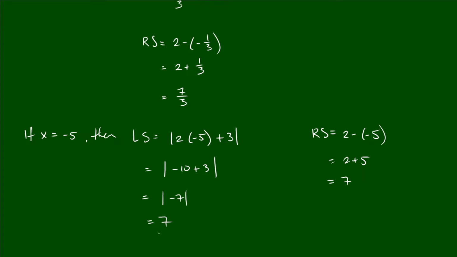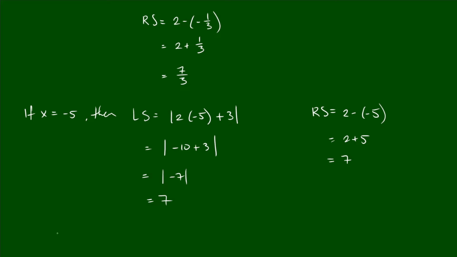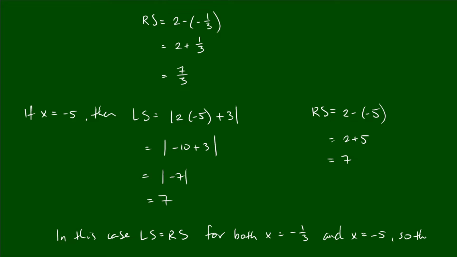Okay, so in this case, they both work. In this case, the left side equals the right side for both x equals negative 1 over 3 and x equals negative 5. So they are both solutions.